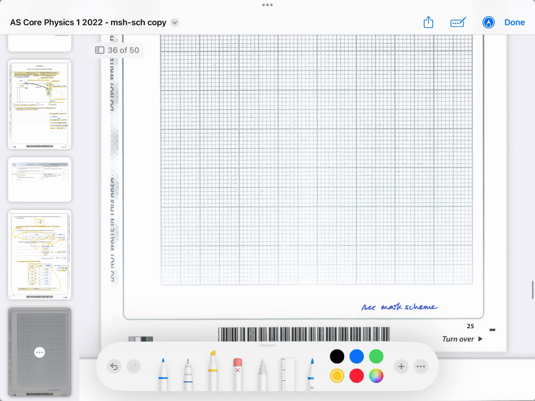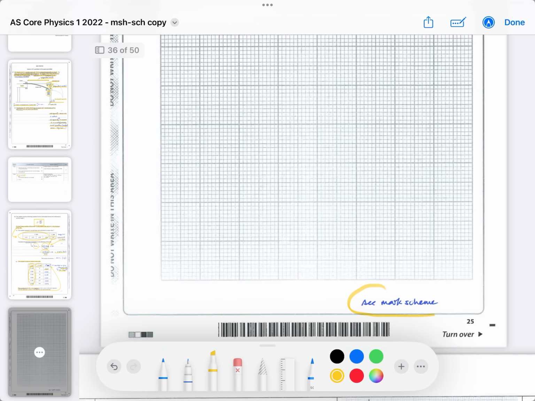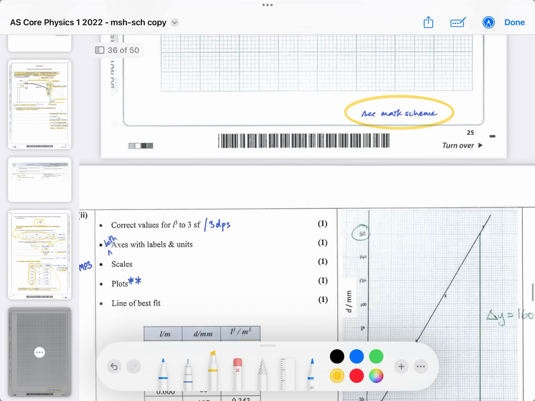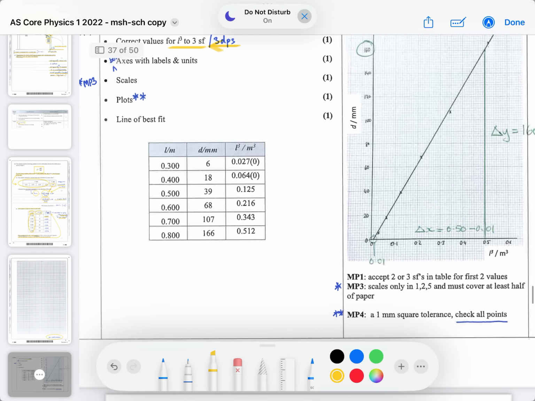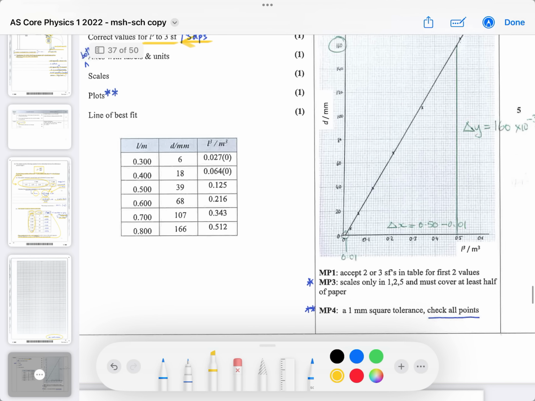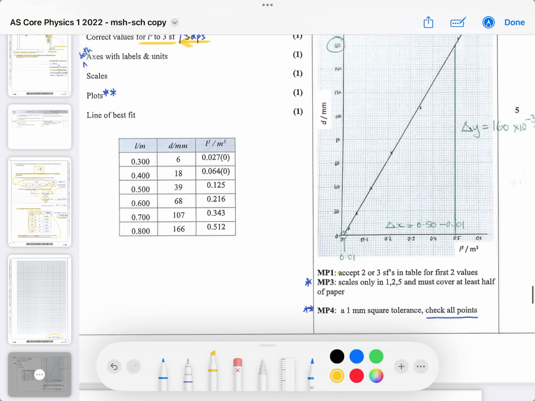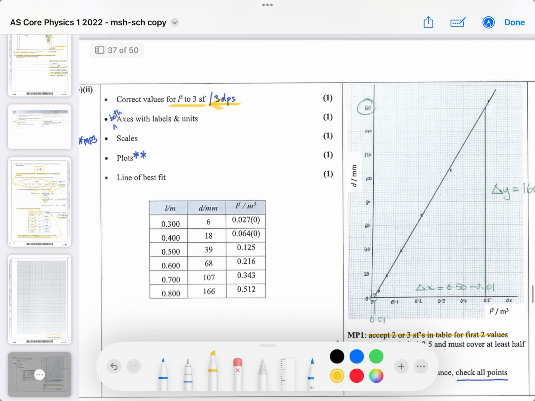So there's a graph paper. I'm not doing the graph. If you want to do your graph, great. I haven't got time for that. So I'm using the examiner's graph. Luckily, he gave me his figures. They're saying L cubed to 3 significant figures. I'm saying 3 decimal places. I'm right, they're wrong. Because over here, it says accept 2 or 3 significant figures in the table for the first 2 values. So in other words, they're saying this is 2 significant figures. Well, I'm saying if you just talk about 3 decimal places, you'll get it right in the first place.